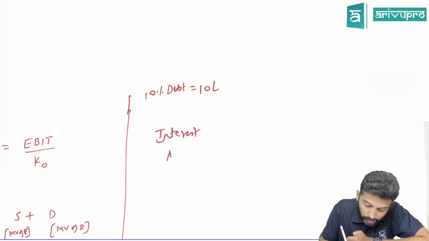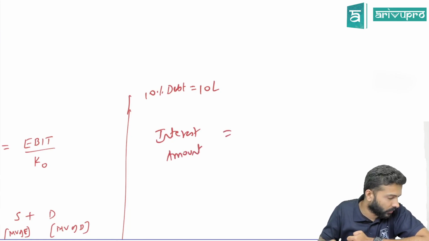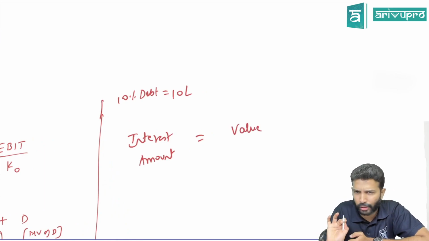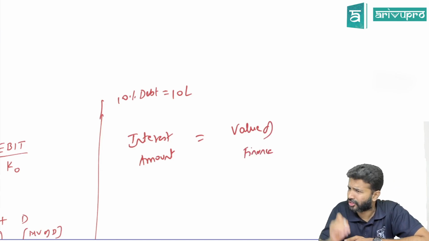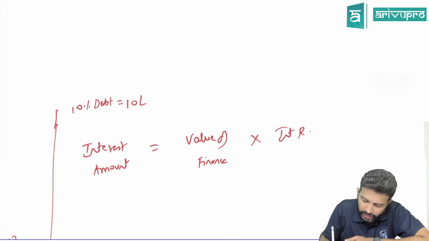Interest amount. How do you calculate the interest amount? Express this in formula for me instead of calculation. You will take the value of finance, correct? No. Can I write value of finance, or value of debentures, or simply write value multiplied by what, sir? Interest rate.